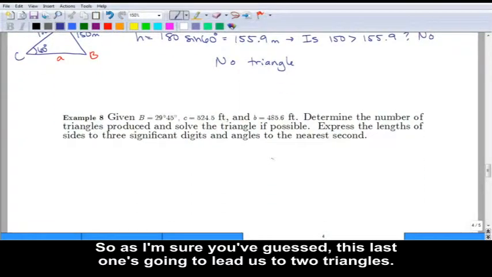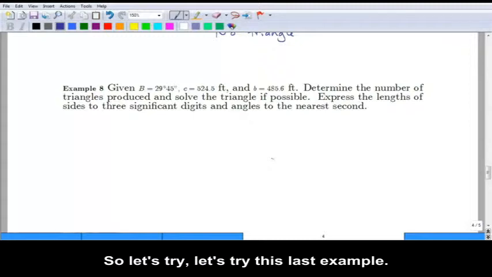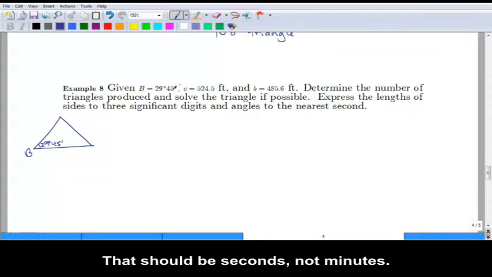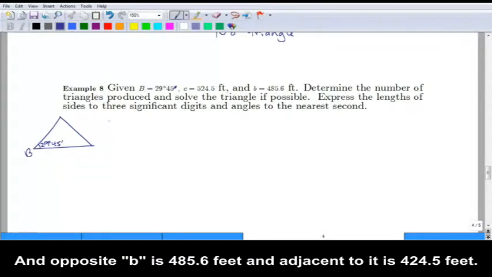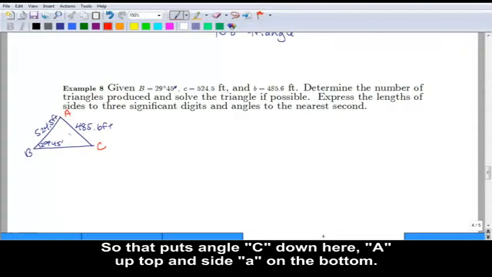So as I'm sure you've guessed, this last one's going to lead us to two triangles. So let's try this last example. In this case, we've got angle B down here is 29 degrees, 45 minutes. And opposite B is 485.6 feet, and adjacent to it is 524.5 feet. So that puts angle C down here, A up top, and side A on the bottom.